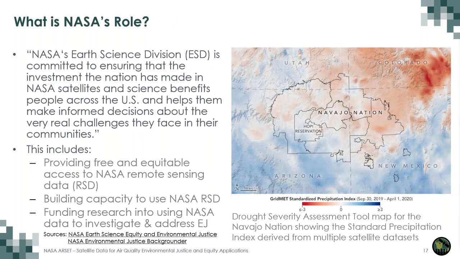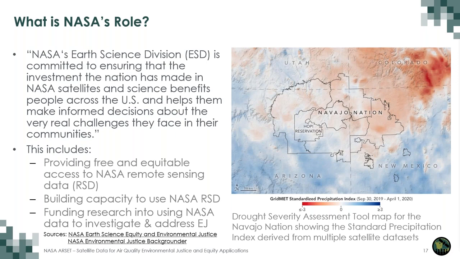NASA's main role here, which has been assigned to the Earth Science Division at NASA in particular, is to ensure that the investments made by the American people in NASA's satellites and all the infrastructure and science that go along with them are used to equitably benefit everyone across the US and to help them make more informed decisions about the challenges they face in their communities.